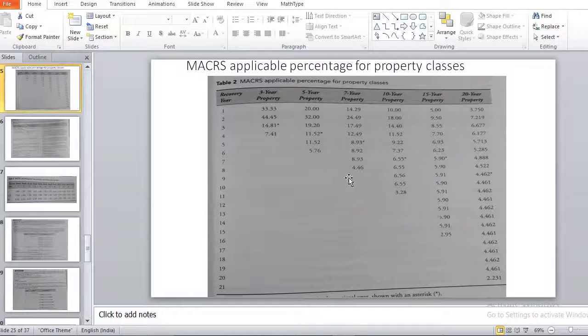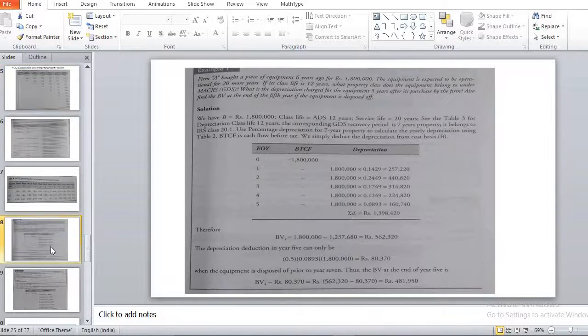Further calculation we do not record. So we stop at the 5th year, because they ask for the depreciation value for the 5th year. The summation of all this comes to 13,98,420 rupees. So this is the total depreciation: for the first year depreciation this, for the second year this, third year this, fourth year, fifth year like this.